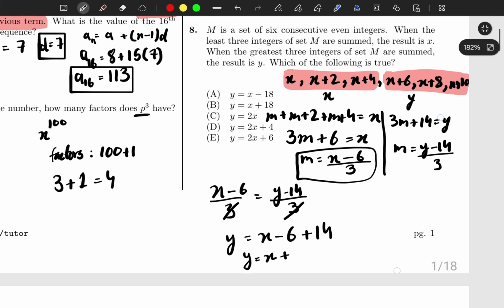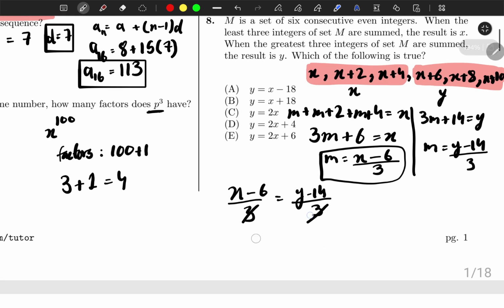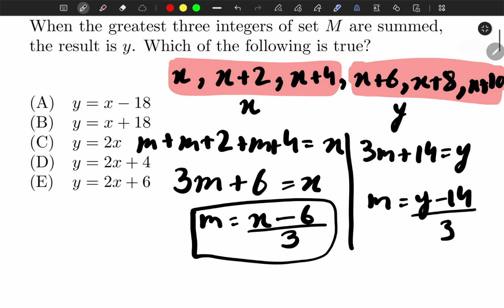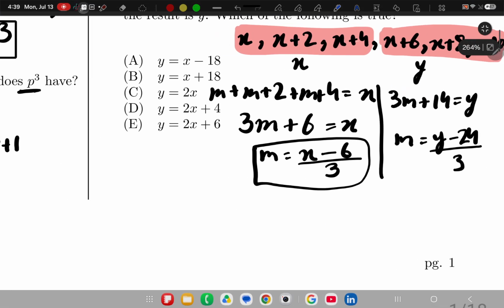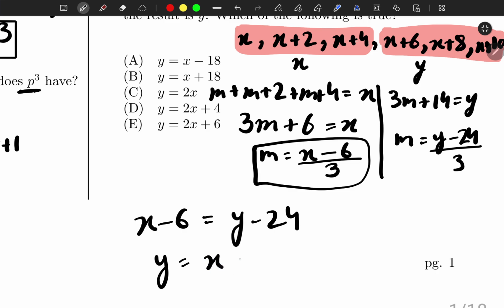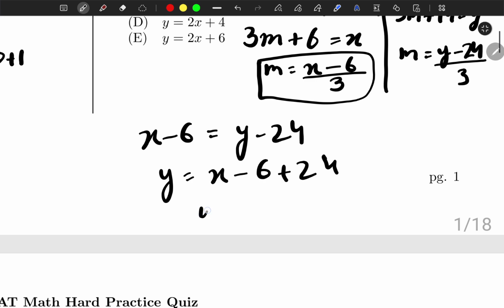Okay, I see my mistake. So what I did wrong was I didn't add the 10 as well, so it's going to be 24 over here. Since it's going to be 24 over here, again, we'll just equate it pretty quick. What we'll get is x minus 6 is equal to y minus 24. And what we'll do is write it in terms of y. So we're just going to get x minus 6 plus 24. And so our answer is going to be y is equal to x plus 18. This should be our final answer.